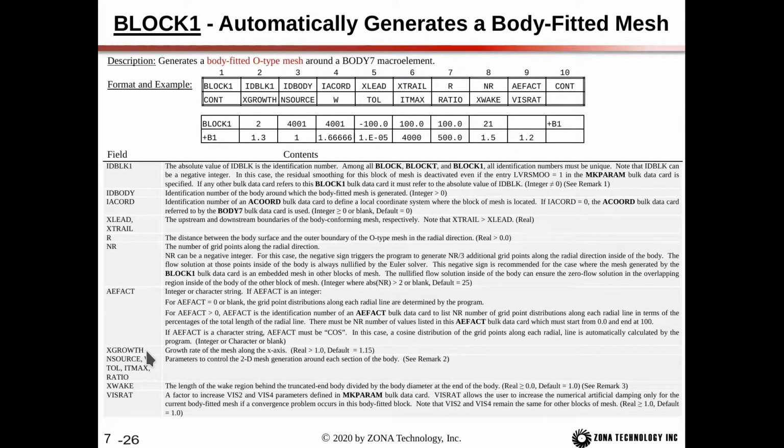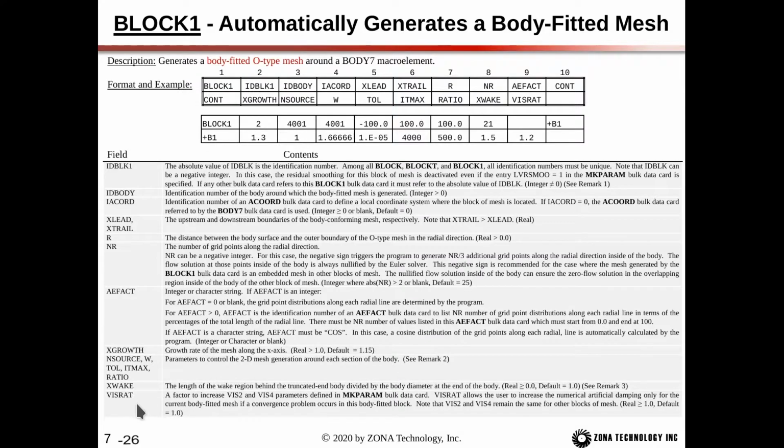Next is X growth, which is the growth rate of the mesh along the x-axis. And then we have N source, W, tolerance, IT max, and ratio, which are parameters to control the 2D mesh generation around each section of the body. X wake is the length of the wake region behind the truncated end body divided by the body diameter at the end of the body. And then VISRAT, viscous ratio, is a factor to increase the Viz2 and Viz4 parameters. This allows the user to increase the numerical artificial damping only for this particular body-fitted mesh.